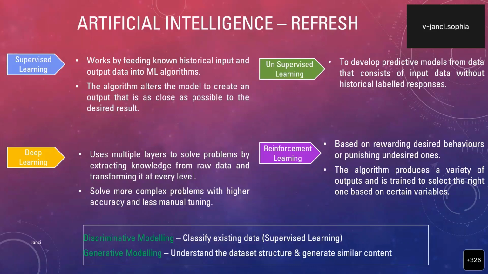And the other two keywords which I wanted to highlight, which will lead into generative AI, are discriminative modeling and generative modeling. When you talk about discriminative modeling, we talk about the English synonym, discriminative. It is nothing but classifying the existing data. So it is a form of supervised learning. It will help you to classify the existing data. So that is discriminative modeling.